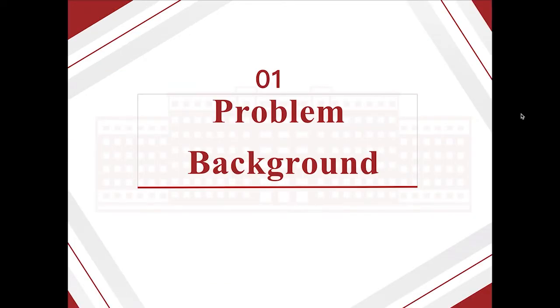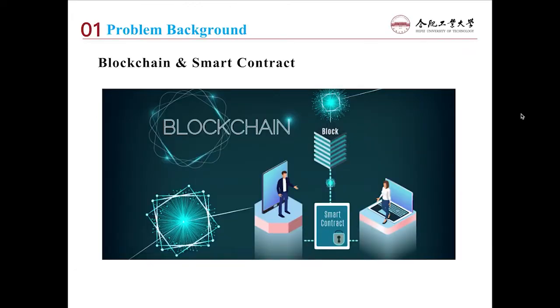First, let me introduce the background of the problem. Blockchain has been applied to various fields like industry, healthcare, supply chain, and so on. The creation of smart contracts is a milestone in the history of blockchain. A smart contract, which can be seen as a program running on the blockchain system, can automatically perform the execution of transactions triggered by certain events.